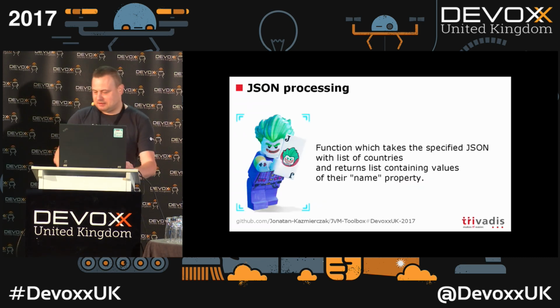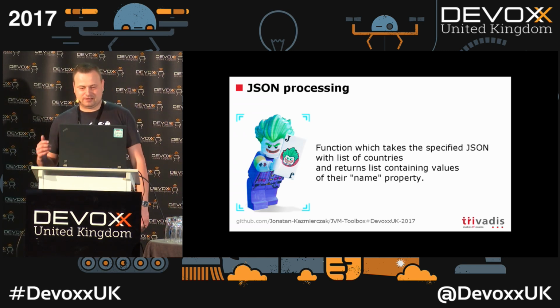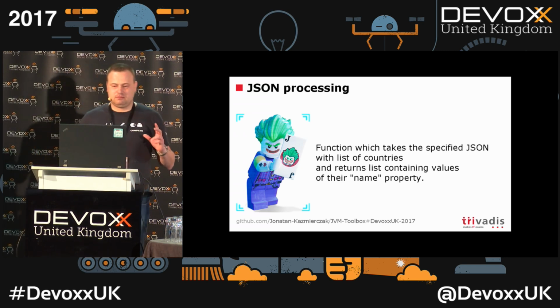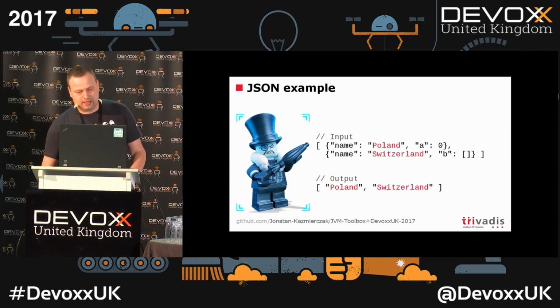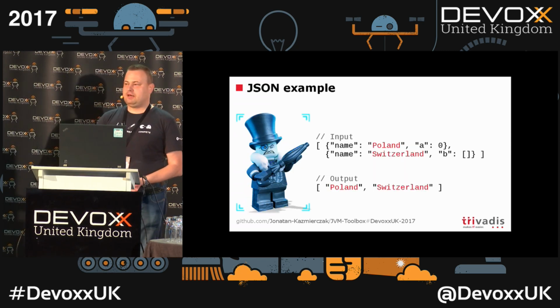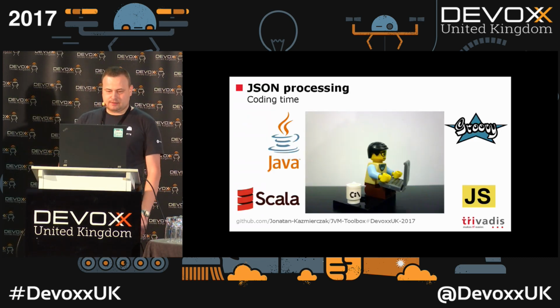Now, something more advanced, JSON processing. We need a function which takes the specified JSON with a list of countries and returns a list containing values of the name property. Maybe it's a little complicated text, but let's look into an example. We have objects representing countries, and we have the outcome. Let's try to implement this functionality.